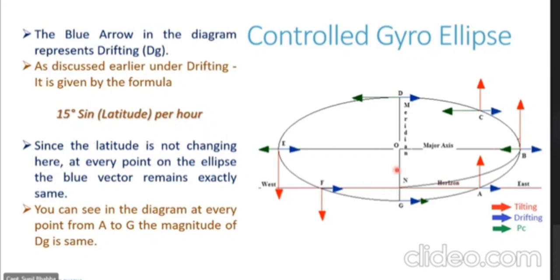Before we proceed ahead, the vertical black line which you see here represents the meridian. You can see the meridian mentioned here along the vertical black line. And this horizontal maroon color line is the horizon. You can see the horizon mentioned here close to the horizontal line.